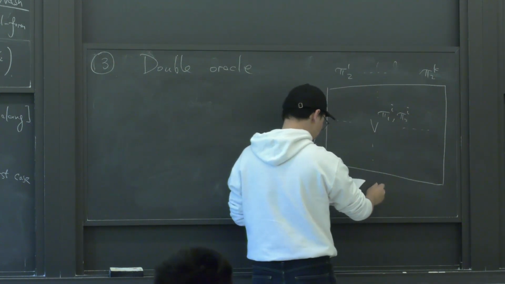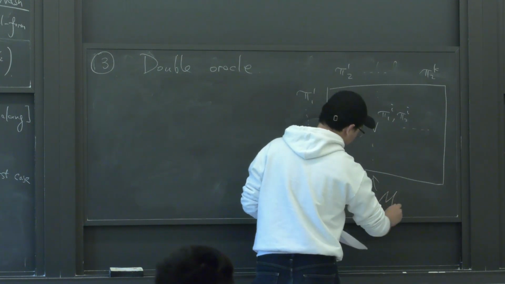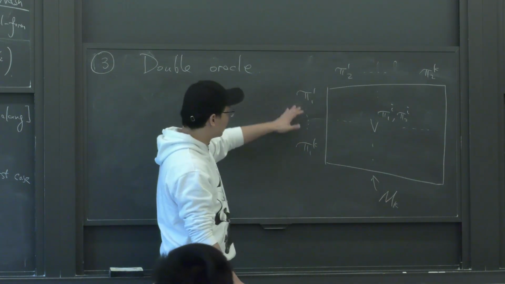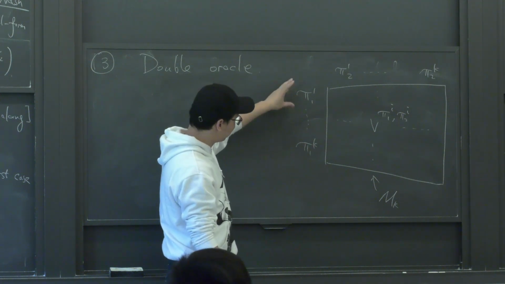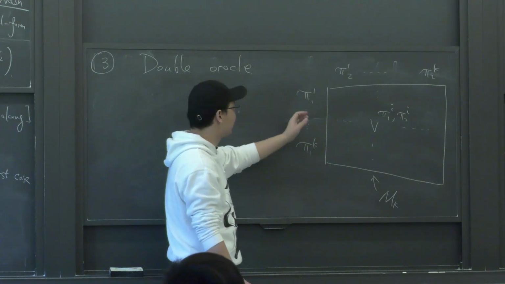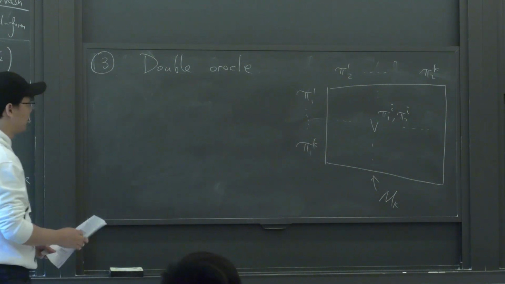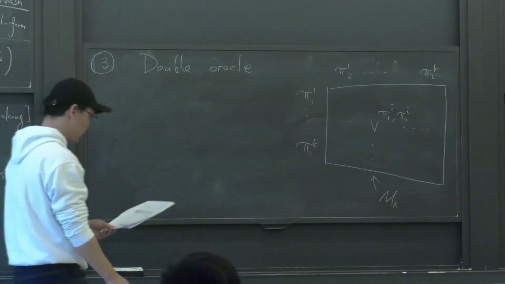So we call such a matrix M_k. That is a utility matrix for if we use the previous policies of one player against the policies of the other player, and we look at what the performance is. This is a k by k matrix.